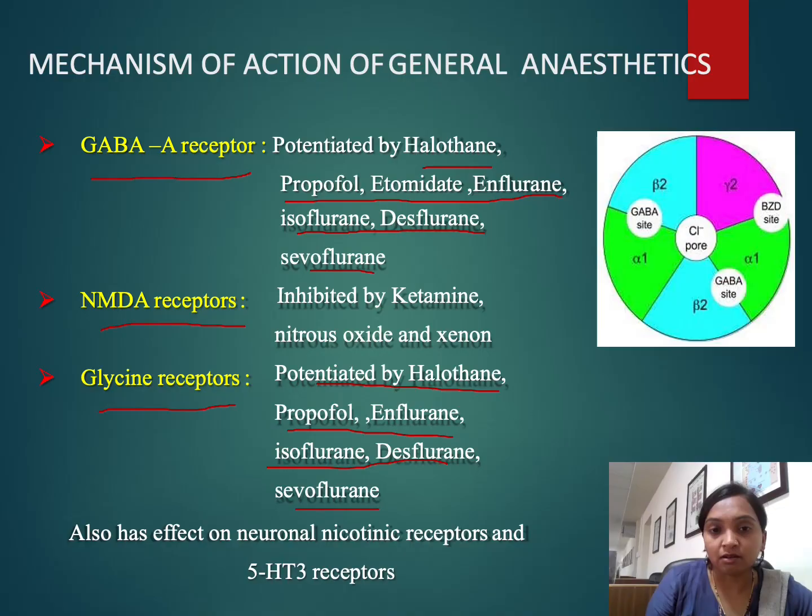And dissociative anesthetics, which are also IV, such as ketamine, even nitrous oxide and xenon, inhibit the NMDA receptors. So these are the various mechanisms by which general anesthetics act.